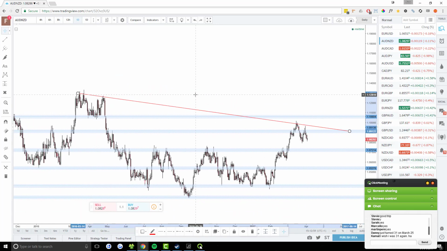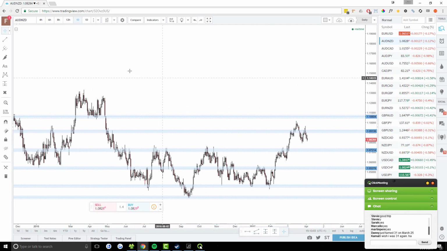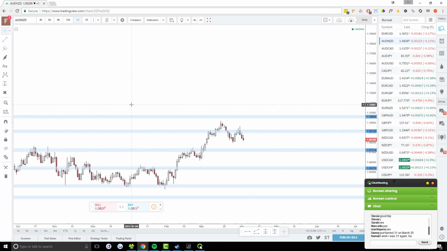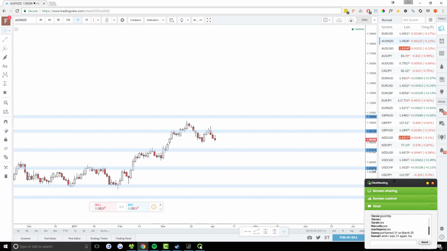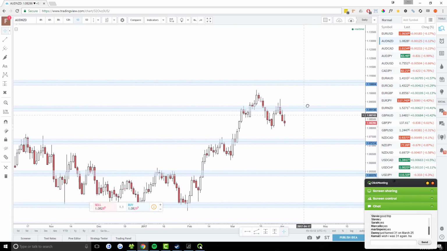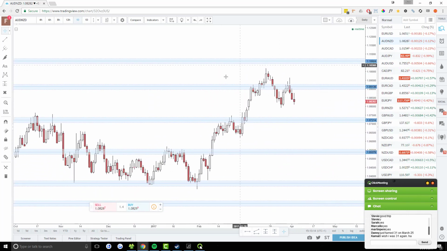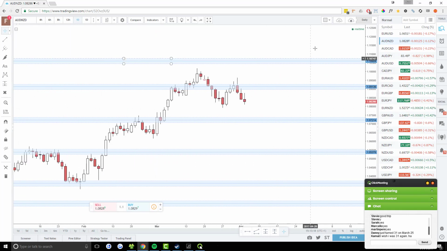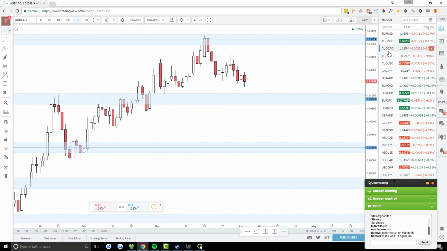Okay, what have we got here? That's not really that great a trend line, to be honest. It looks like price is trending up overall on AUDNZD. But there's nothing much to trade here. It's just in between two support resistance areas. Nothing much to see here.